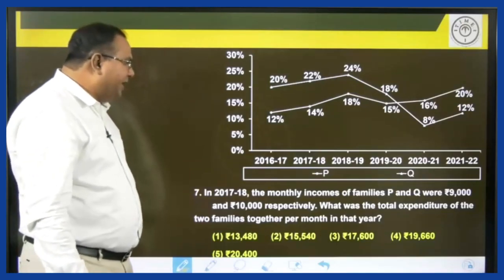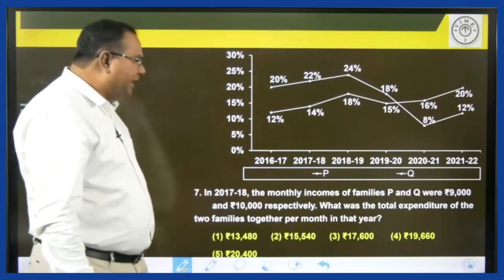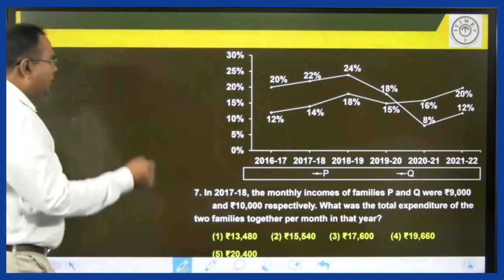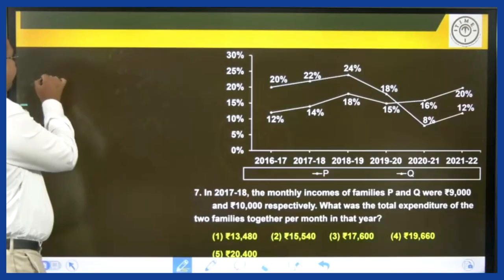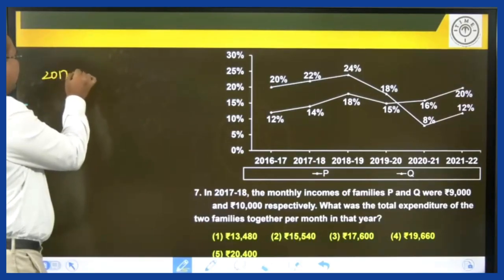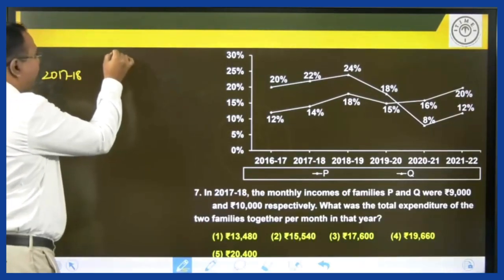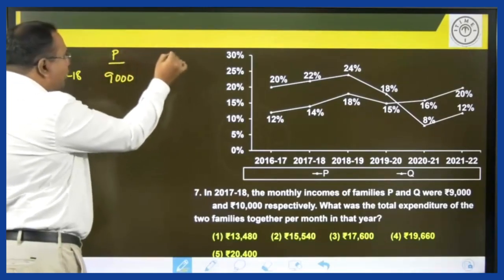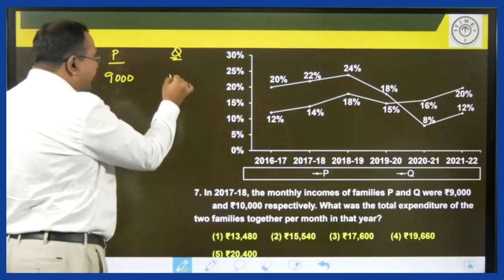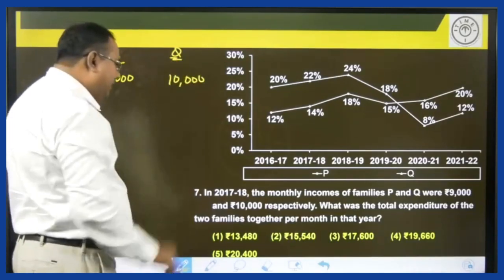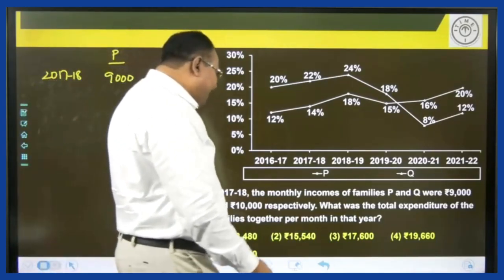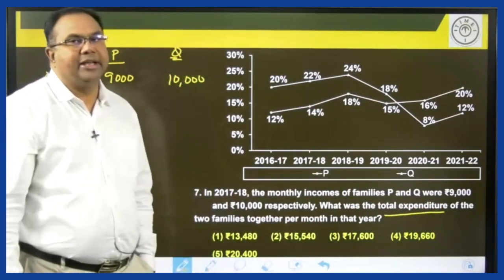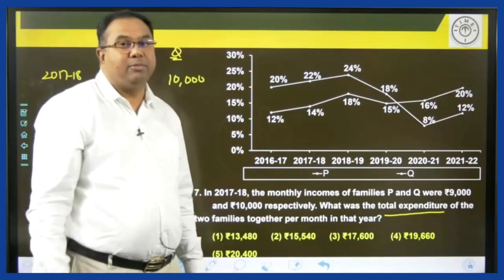In 2017-18, the monthly incomes of families P and Q were 9,000 and 10,000. Okay, 2017-18, monthly incomes of P, how much? 9,000 and Q 10,000. Right. What was the total expenditure of two families together per month in that year? So I want to find out total expenditure of both the families.